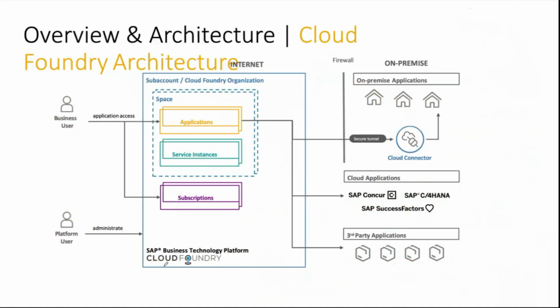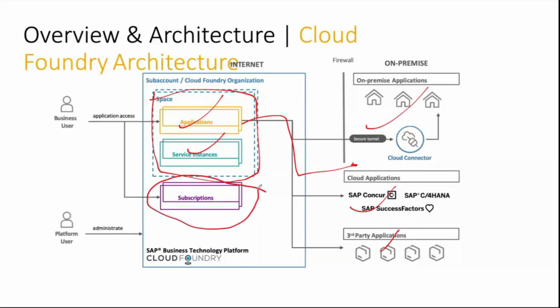This is a high level overview of how your applications are deployed. You are in a space, and you have multiple spaces on Cloud Foundry. In a space, you deploy your application and your service instances, which you create, and which basically talk to your S/4HANA system on premise, a cloud application, or a third party application. But your subscription is outside of that space. Your subscription is at the organization level.